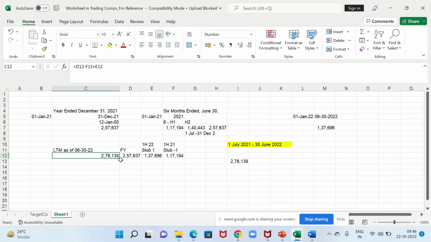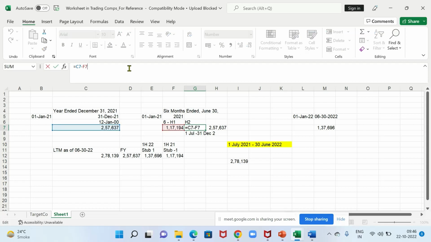What I have done is, from the full year I have subtracted the first half year, because I don't need the numbers from 1st Jan to 30th June, I only need the remaining 6 months. So I subtracted the first 6 months to get the remainder half. For your reference, the full year minus the first half will give me the second half number. Now I'll add this second half with the first half of Jan 22 to give me a full year number, which is the latest 12 months. I need the most recent 12 months numbers.